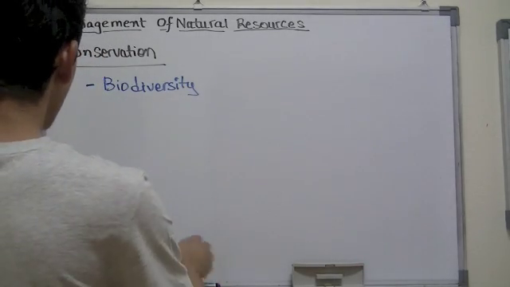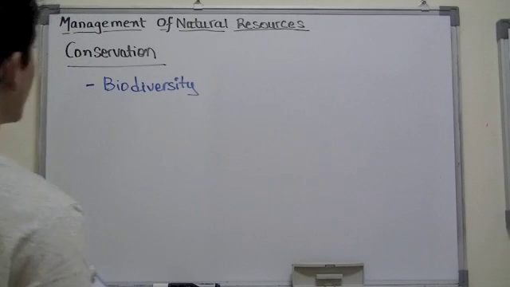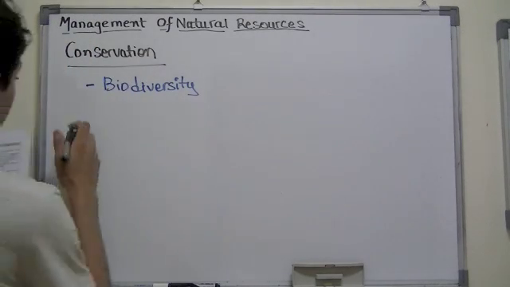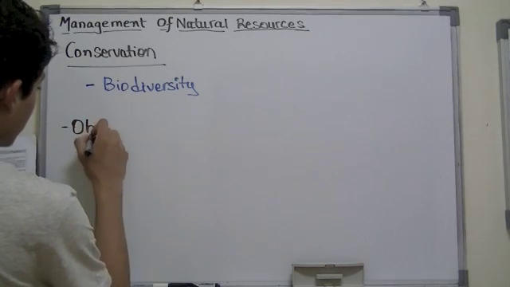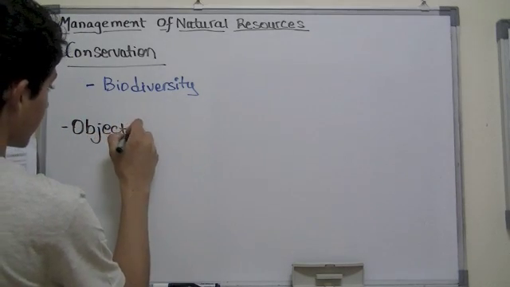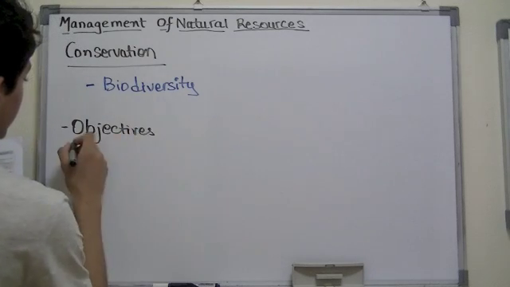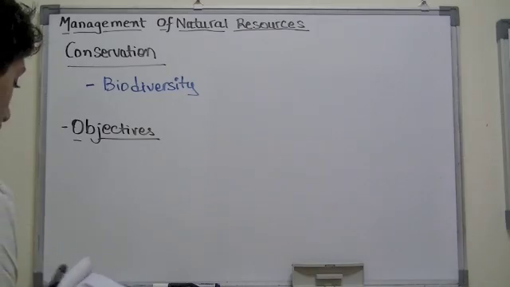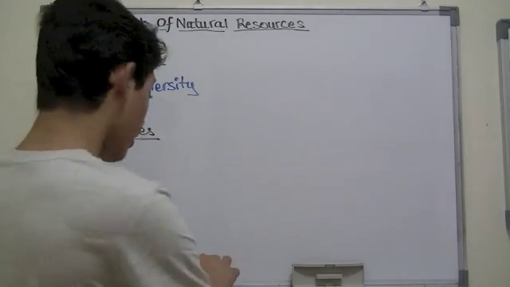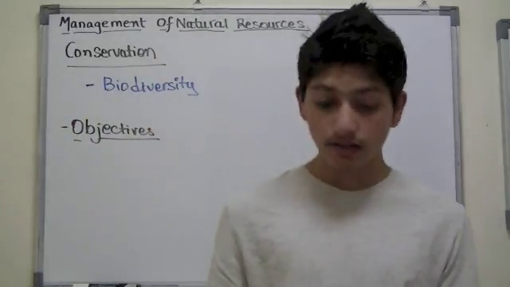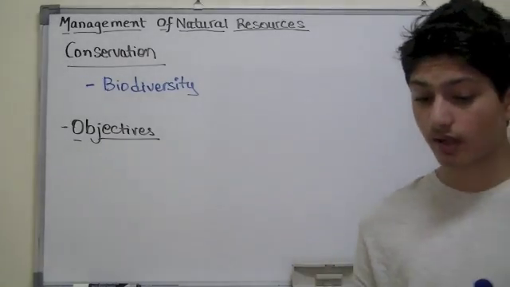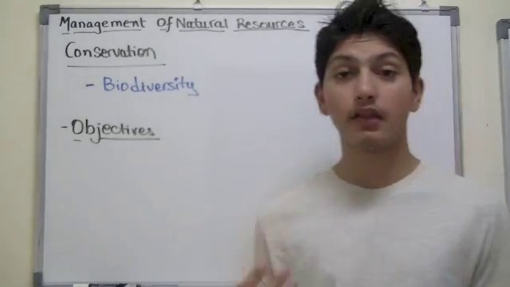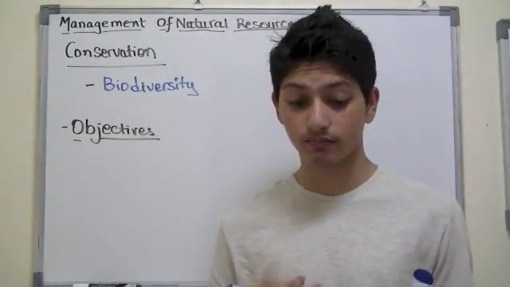Now as we move on, we don't just want to know what conservation is. We want to know the objectives of conservation. So what are some objectives of conservation? There are three objectives that we'll talk about. The first one is basically to maintain essential ecological processes and the life support system.